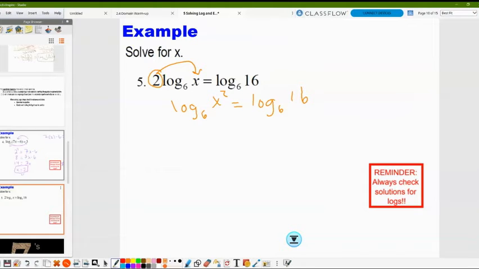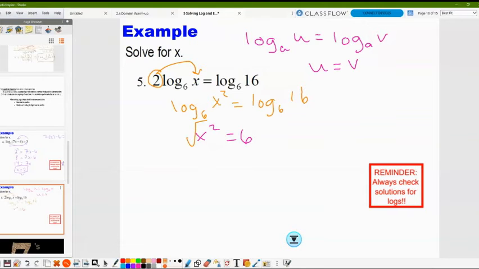Now, by logic, if log base 6 of x squared equals log base 6 of 16, what must be true? x squared must equal 16. Okay, so it's that same idea of log base A. If log base A of u equals log base A of v, then u must equal v. All right, so we didn't perform a mathematical operation on both sides. We just set the values that we're taking the log of equal to each other.